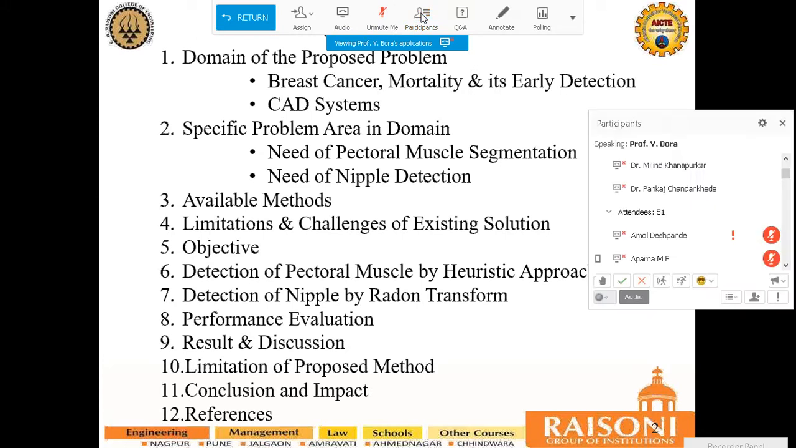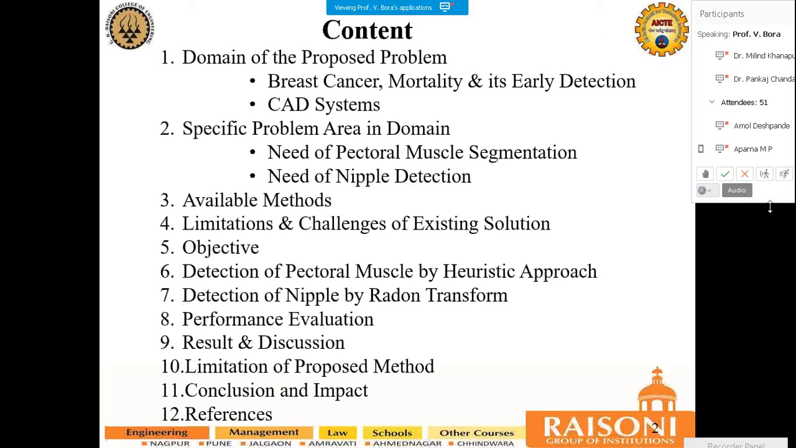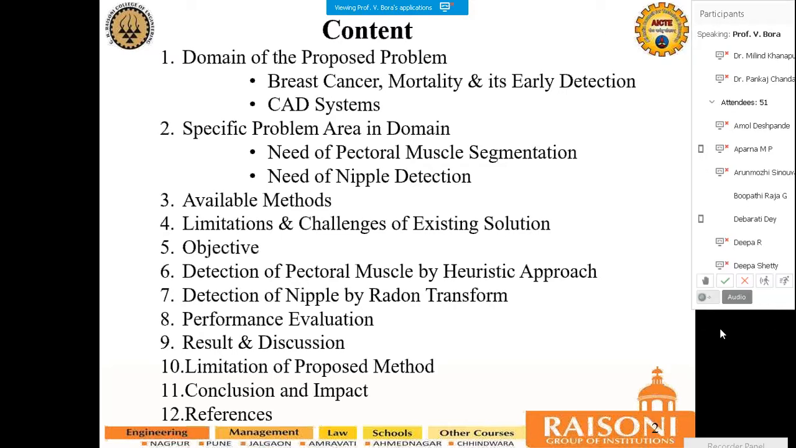Now the second is the specific problem area in this domain. It is the need of spectral mission detection and the mission detection, which is a reference point in CAD system. Then available methods, limitations and challenges, basic objective, then detection of the two reference landmarks, then performance evaluation, results, discussion and limitations of the proposed method with conclusion.